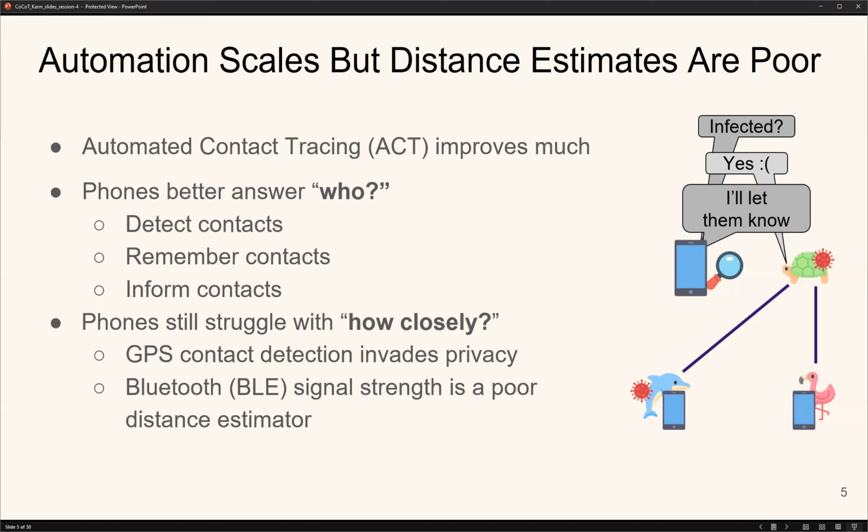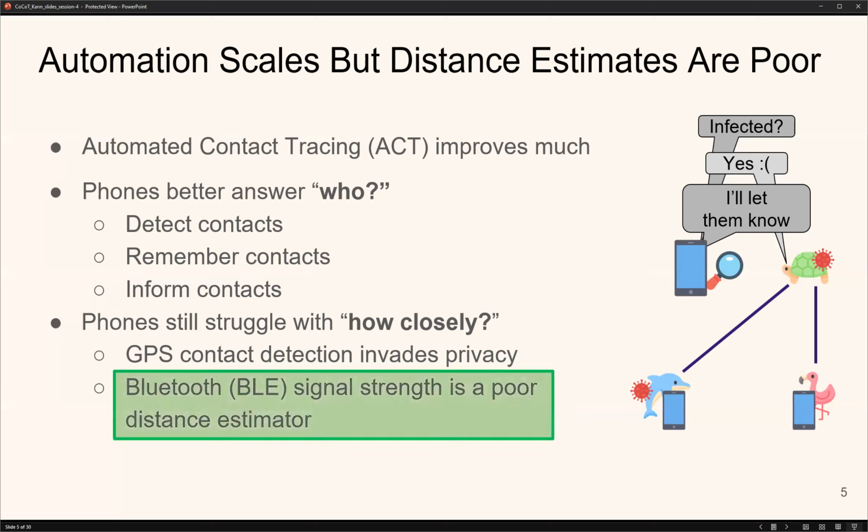Alternatively, you can use something like Bluetooth Low Energy, or BLE, and ping via the radio between phones. This is a lot better for privacy's sake, but it still is not a very good distance estimator and therefore has issues estimating risk. And I'm going to focus on Bluetooth for the rest of this talk because it's currently the industry standard for automated contact tracing. But I really want to hammer home that it's a very poor distance estimator. Notably, it is reflected by urban materials such as metal, glass, and concrete, which distorts the signal in ways that make it very difficult to determine distance estimates from signal strength.